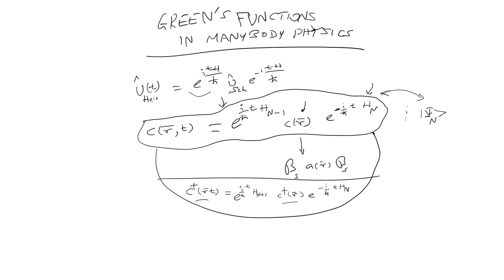Now, having made sense out of this, I am going to define what is called the Green's function in many body physics, and that is the following. I am going to first define what is called the whole Green's function. Firstly, let me describe the particle Green's function. The particle Green's function is denoted by G greater, of r vector comma t, r dash, t dash.